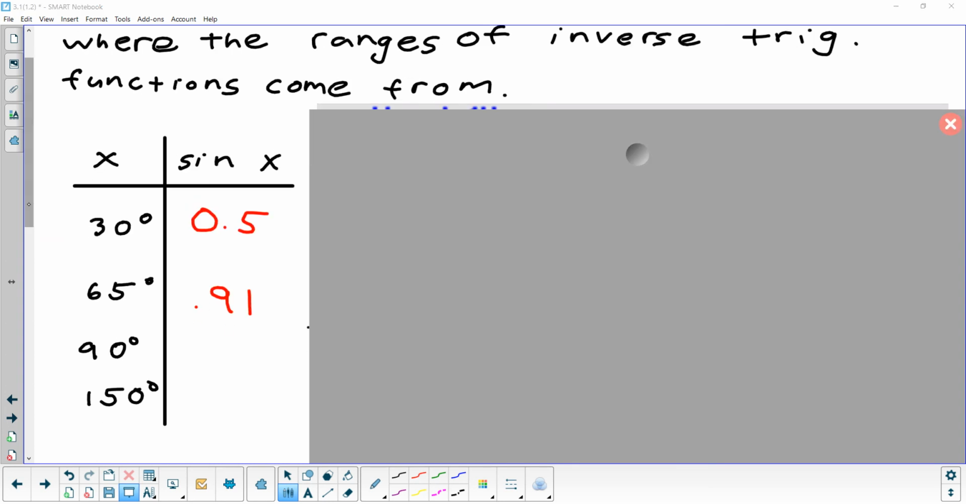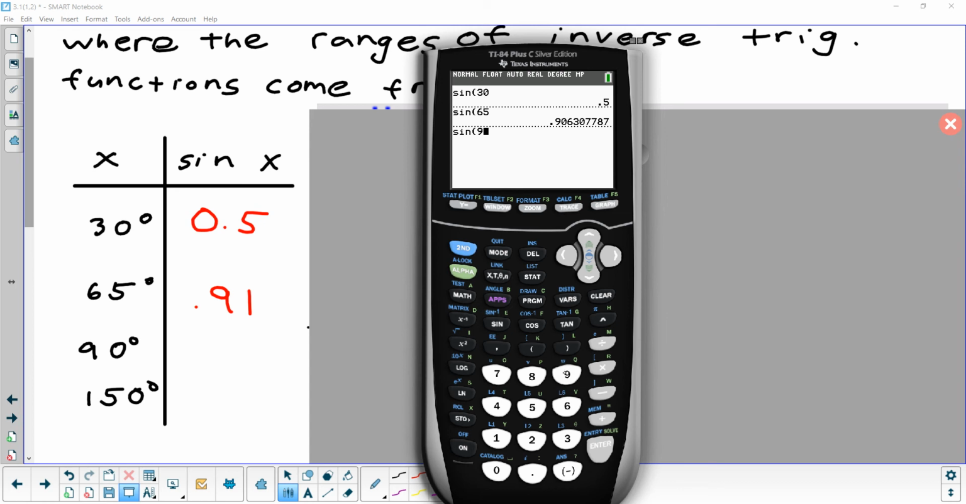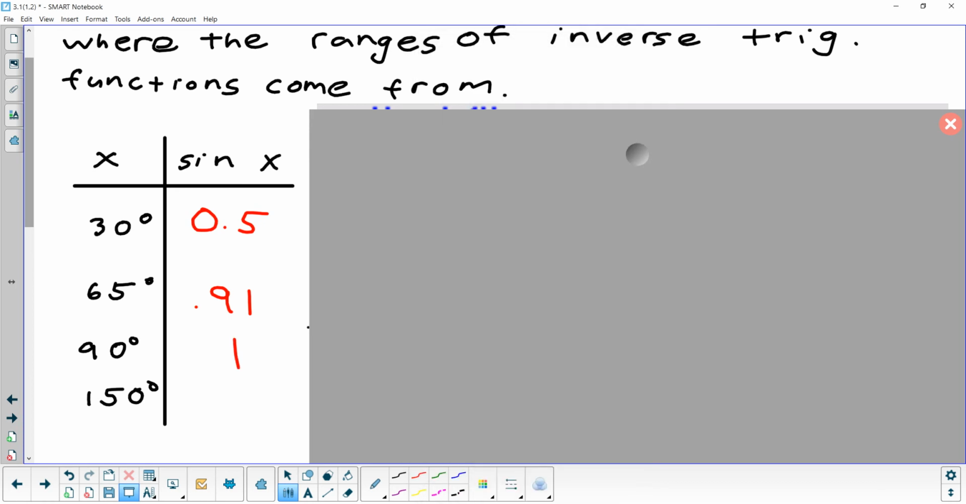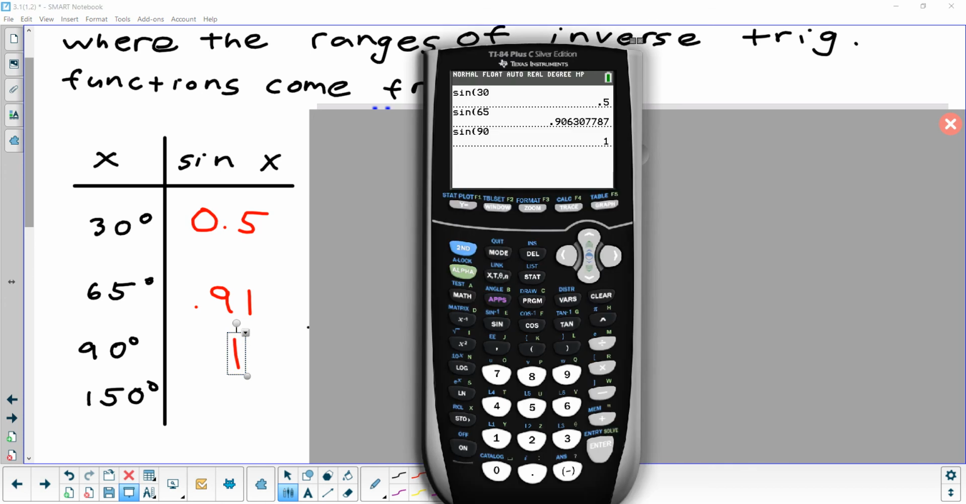All right, let's do 90. If I take the sine of 90, I get 1. All right, so Jacob, if I did the inverse sine of 1, what would I get back? 90. I get back 90. Okay, you could just try it. Inverse sine of 1, sure enough, it gives me back 90.